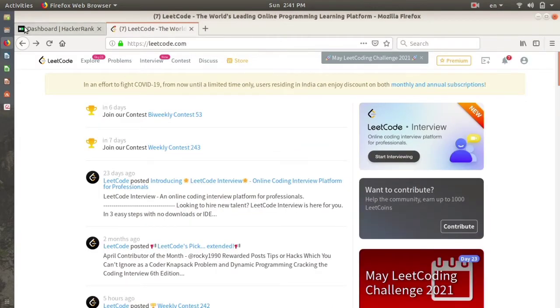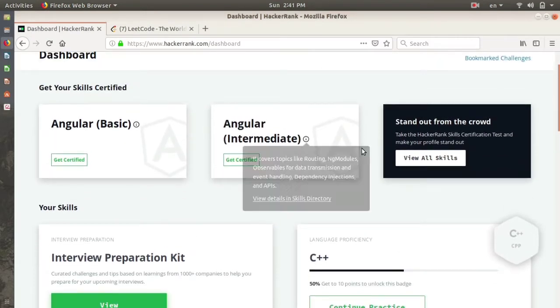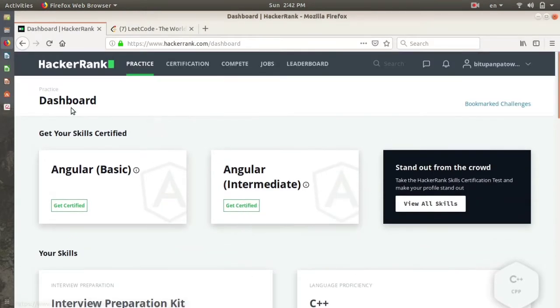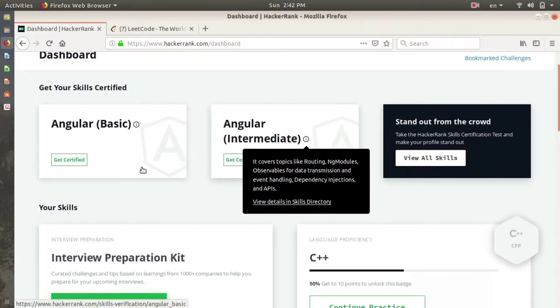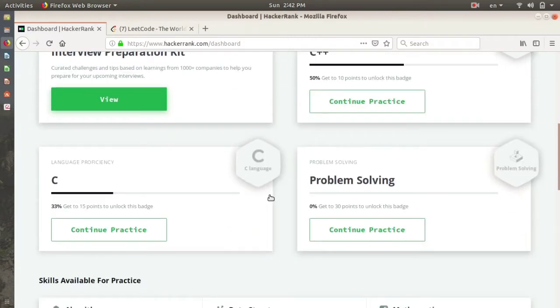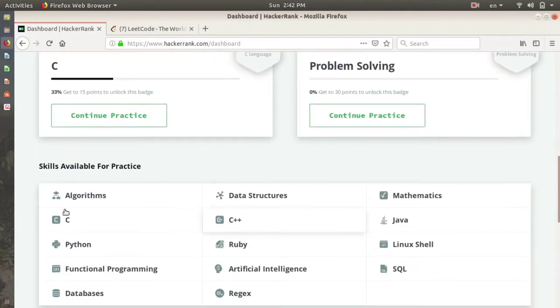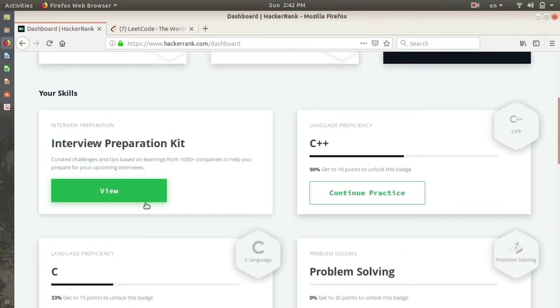So the first thing, this is the interface of HackerRank. You get a different dashboard, you can get your certified skills, and this is where you can practice your coding questions. Like this is C++, this is C, and here are your different languages: algorithm, C, Python, C++, right? Different types of languages are here. So basically we'll go to C++.